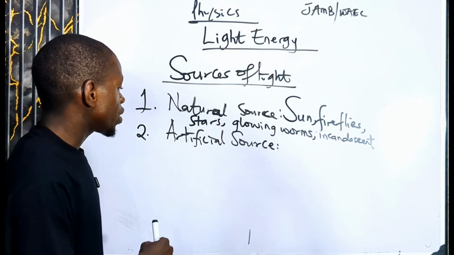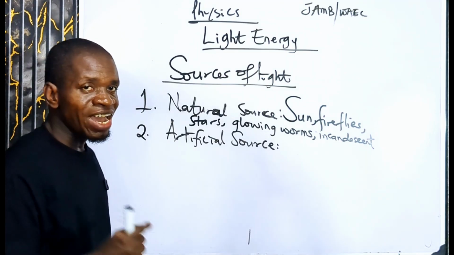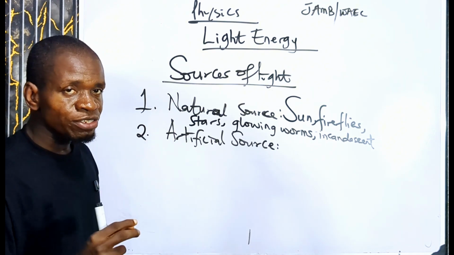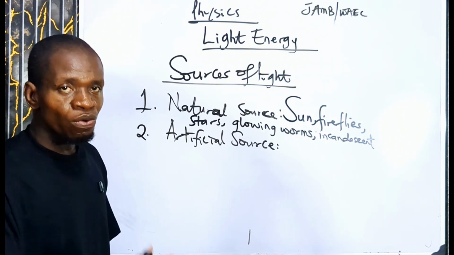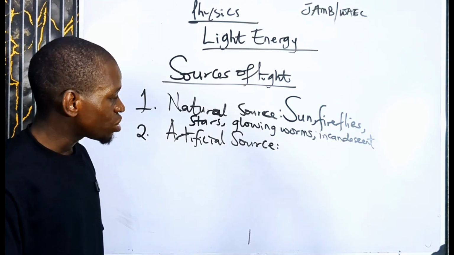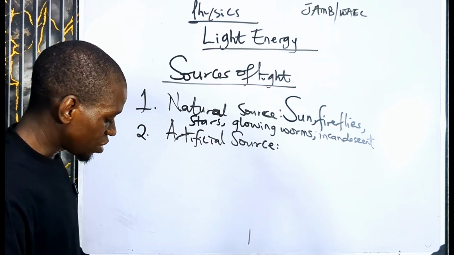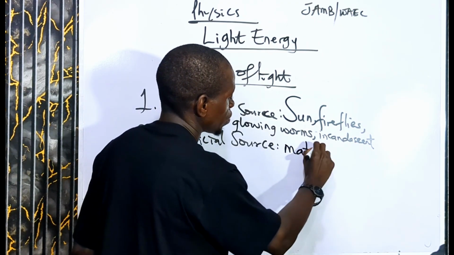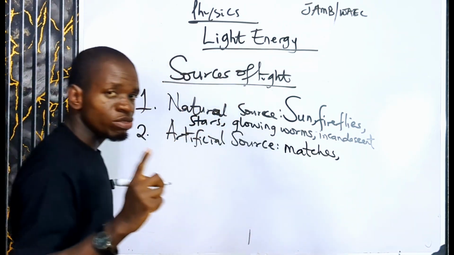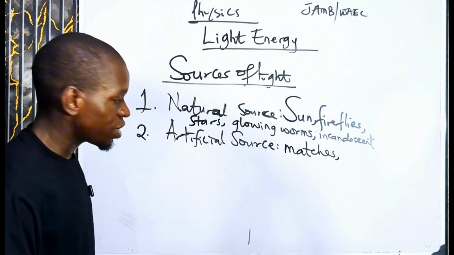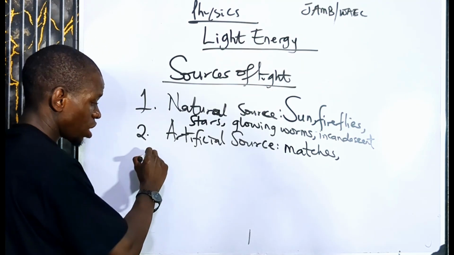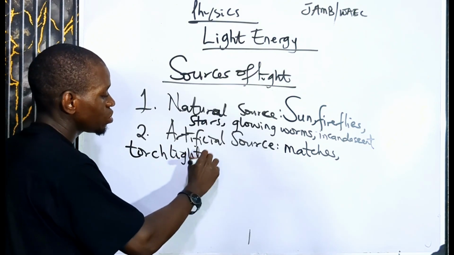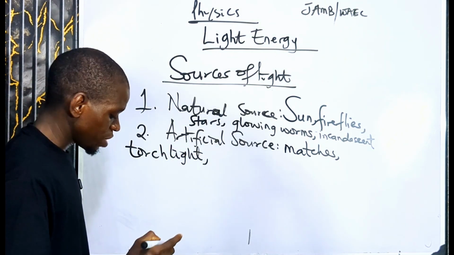Now, coming to the next one, we have what we call the artificial source of light. The artificial source of light is made by man. So the sources of light made by man that you always see around you are what you call artificial sources of light. These include, first of all, matches. Whenever you strike your matches, you're going to see light out of it. That one is made by man. Another one is your torchlight. Whenever you turn it on, you see light coming out, and it's also made by man.